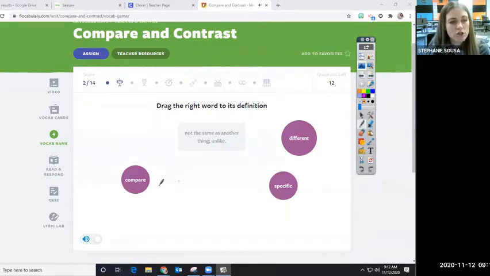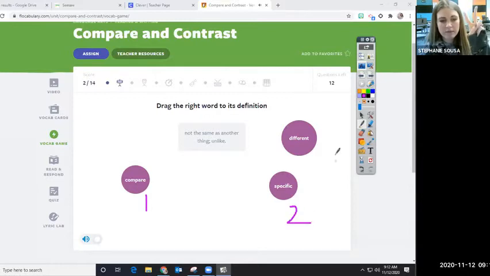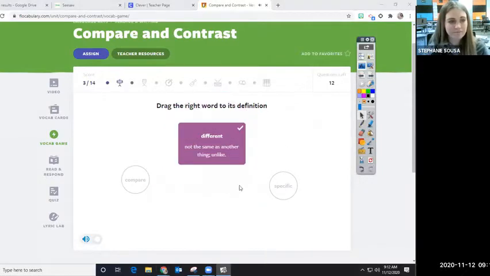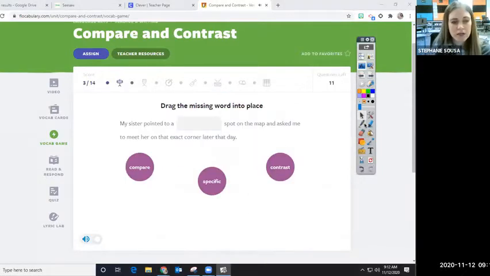Drag the right word to its definition. Not the same as another thing, unlike. If something is not the same, is it compare? Is it specific? Or is it different? If it is not the same. Y'all are so quick on this one. Different is correct. Different means not the same. Let's take a look here.